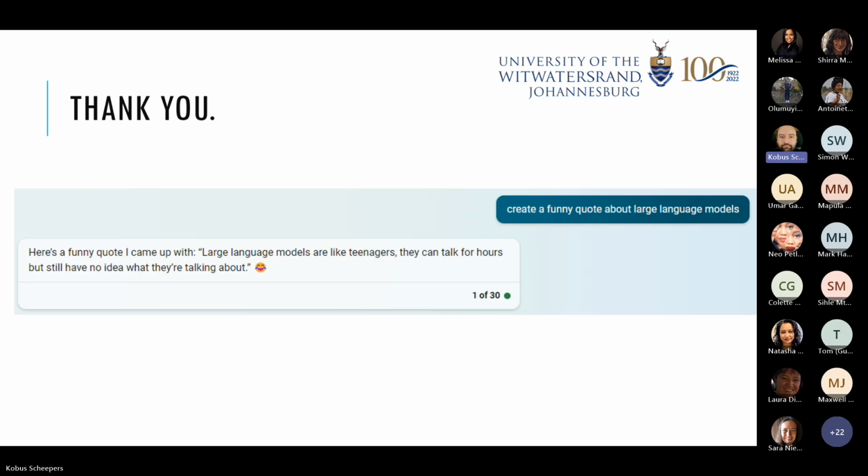Lastly, I asked it to create a funny quote about language models, and it says, language models are like teenagers. They can talk for hours, but still have no idea what they're talking about. And I think that's quite accurate.